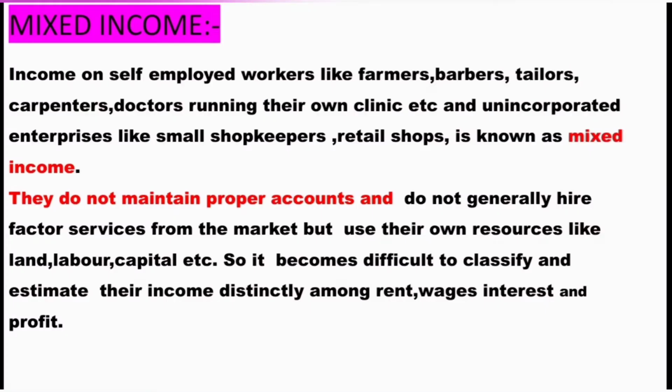Dividend is distributed profit. Next is mixed income, the income of self-employed workers like farmers, barbers, tailors, carpenters, doctors running their own clinic, etc. And unincorporated enterprises like small shopkeepers, retail shops. They do not maintain proper accounts and do not generally hire factor services from the market, but use their own resources like land, labor, capital, etc. So it becomes difficult to classify and estimate their income distinctly among rent, wages, interest, and profit. So it is called mixed income, that is, income of the self-employed.